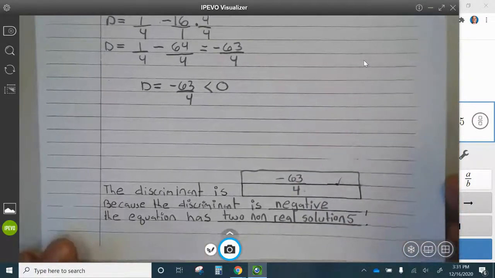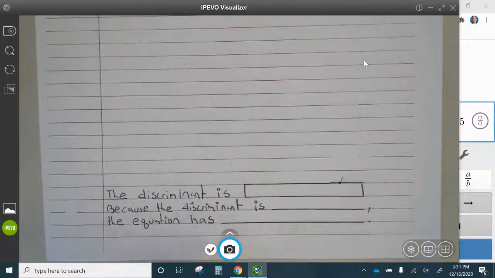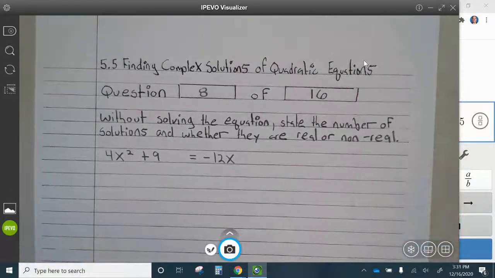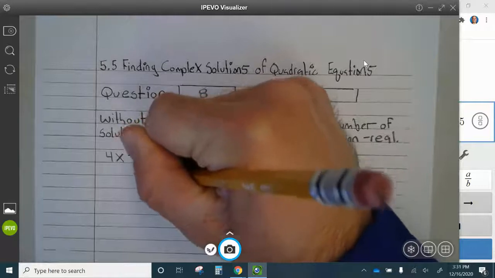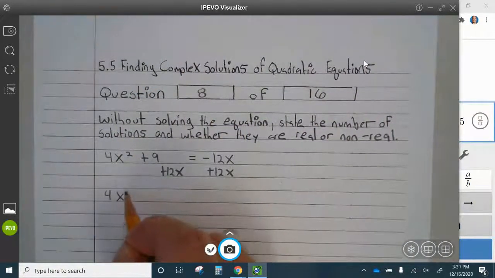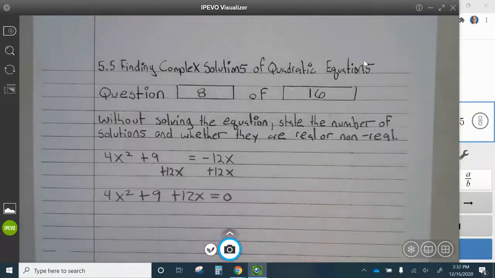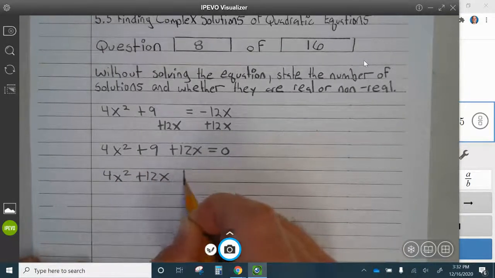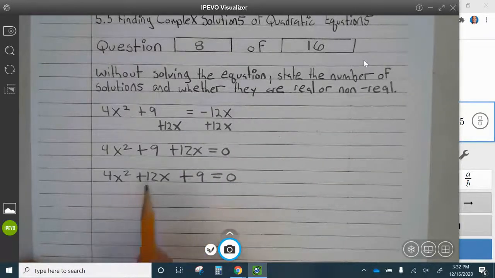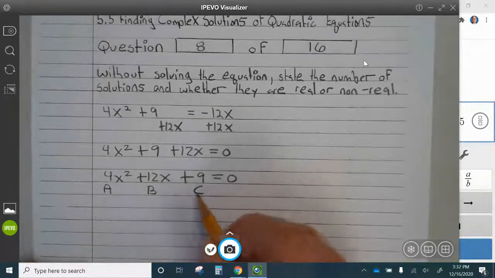Okay, all right, let's take a look at the next question. All right, question 8 of 16. Without solving the equation, state the number of solutions and whether they are real or non-real. Okay, first off, we need to add 12x to both sides. So we have 4x squared plus 9 plus 12x. Well, you always want to write these in order. So let's rewrite this as 4x squared plus 12x plus 9 equals 0. It always goes x squared, then x, and then constant. Okay, so this is the a value, this is the b value, and this is the c value.